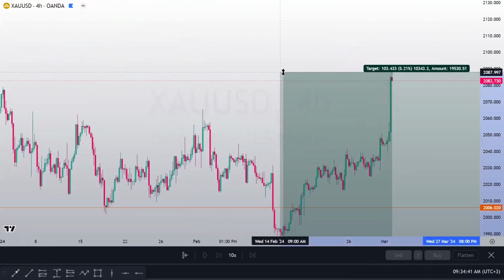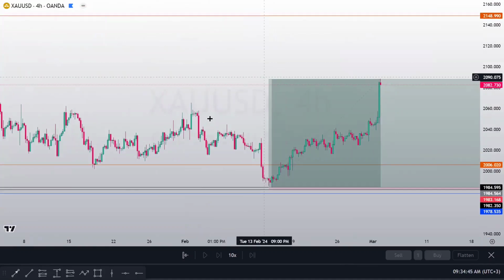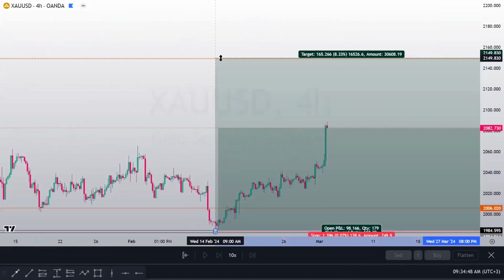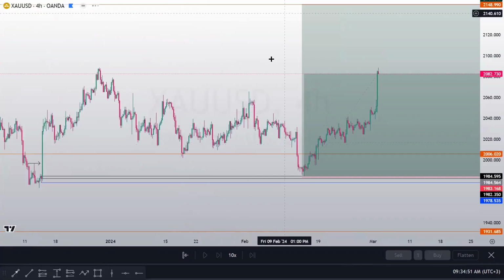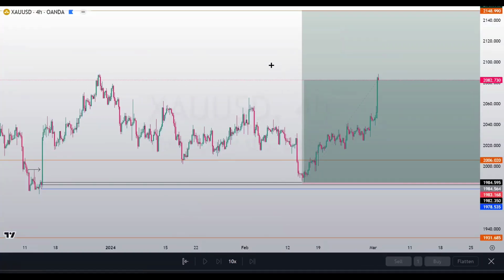So currently we are running almost 1,034 pips, but the main target has to be on this area. Unless the price performs a shift on the 4 hours time frame, we are going to go out of that trade. So that is all about gold.